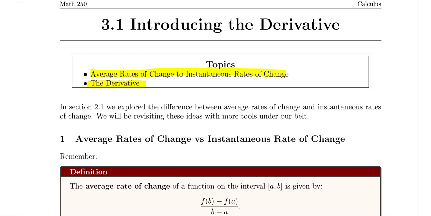Now, the concepts of average rate of change and instantaneous rate of change are nothing new. In section 2.1, we explored the differences between them. However, now that we have more tools under our belt, we will be revisiting these ideas.